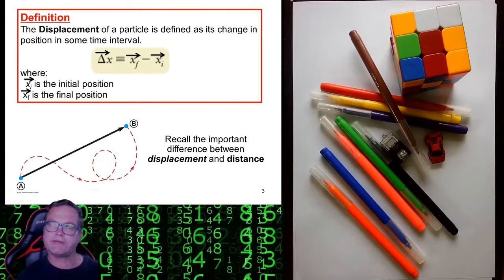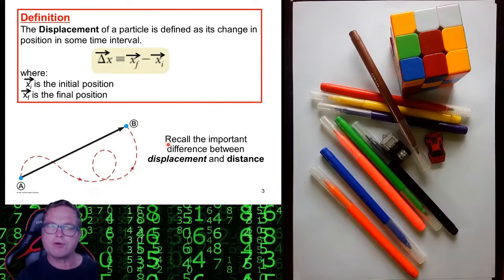We start then with the definition of displacement. In the previous chapter, we spoke of the scenario of a bug walking along the path shown by the dotted red line and moving from point A to point B. And we said that the displacement is an arrow which points from the starting position to the final position. If we look at the definition, the displacement of a particle is defined as its change in position over some time interval. This, vector delta x, written as a vector, that's the displacement. This is defined as the difference between the final position and the initial position, represented by these two vectors.